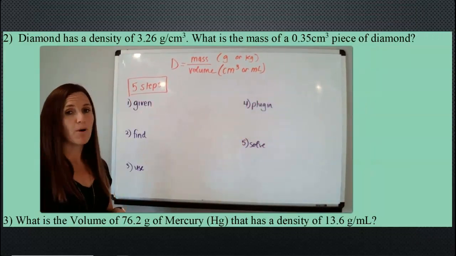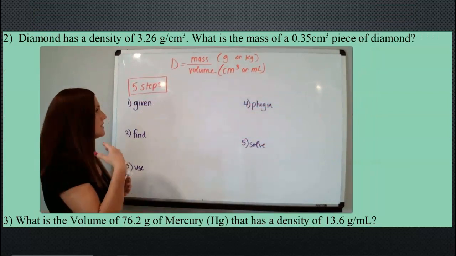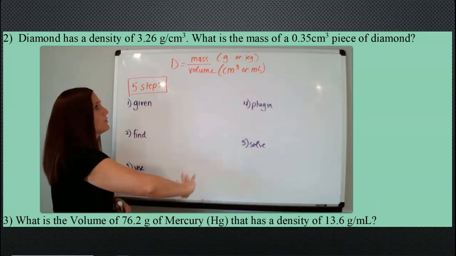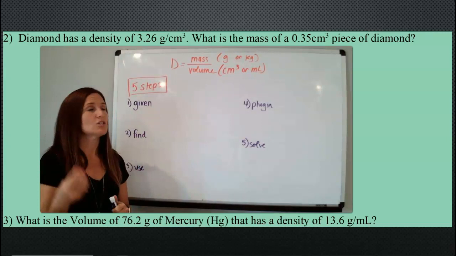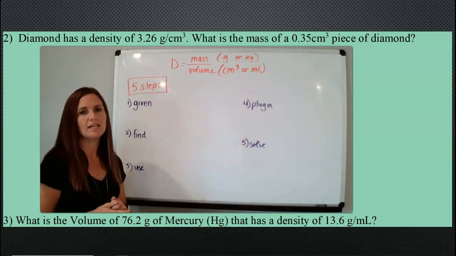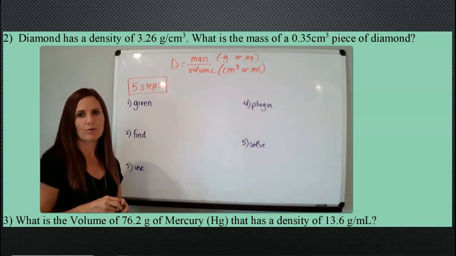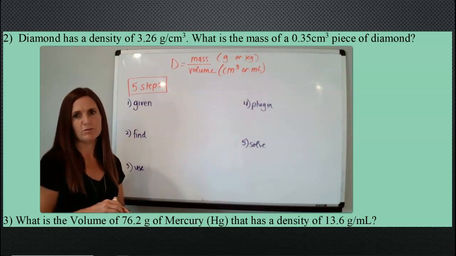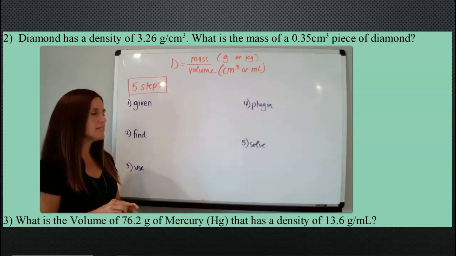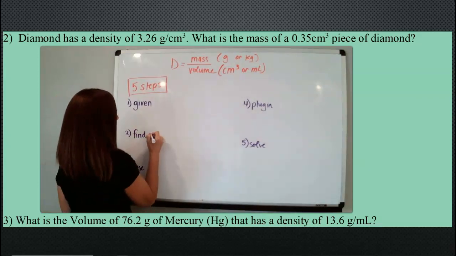So for this next problem, we're going to be using the same equation, but most importantly, the same 5-step method to solve our next problem. So this one says diamond has a density of 3.26 grams per centimeter cubed. What is the mass of a 0.35 centimeter cubed piece of diamond? So in this time, we're trying to find mass.